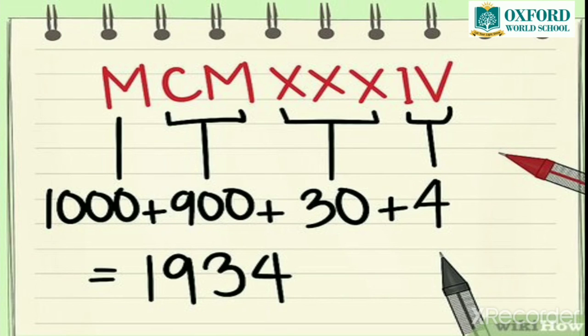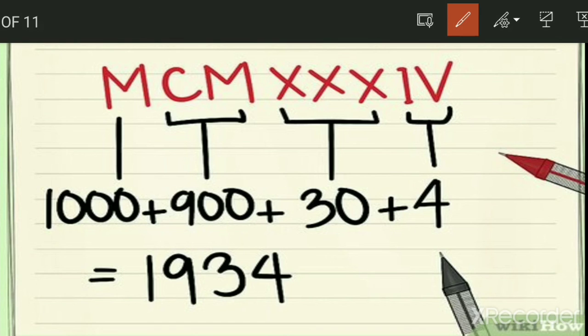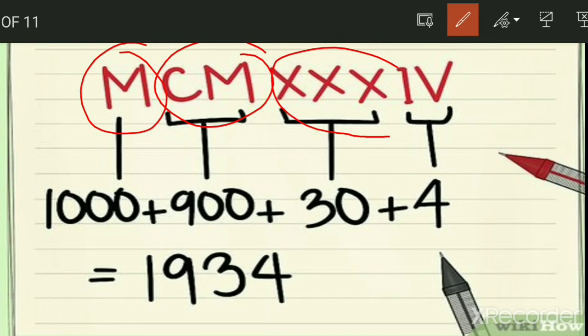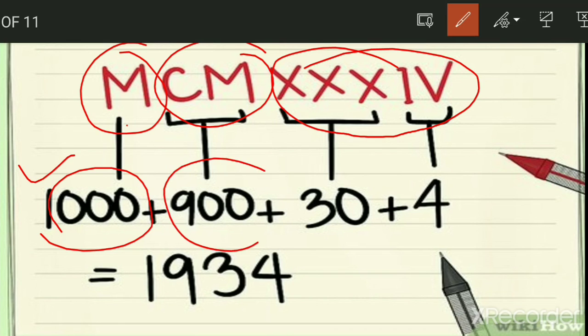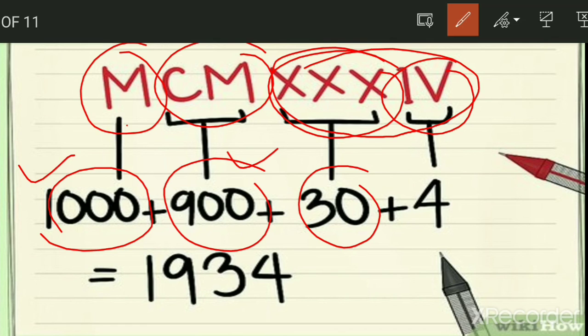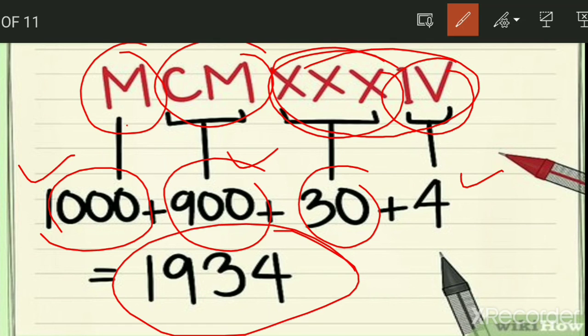Let's have a look at another example. Here it is given M, then CM, then 3 times X and IV. So M means 1000, CM means 900, 3X means 30, and IV means 4. So if you add all these, you will get 1934.